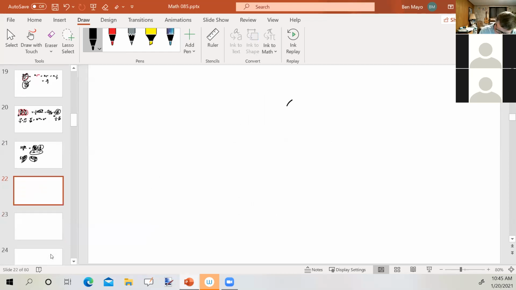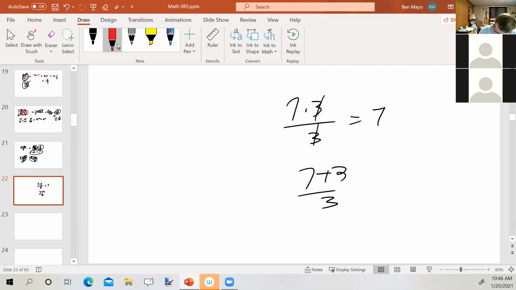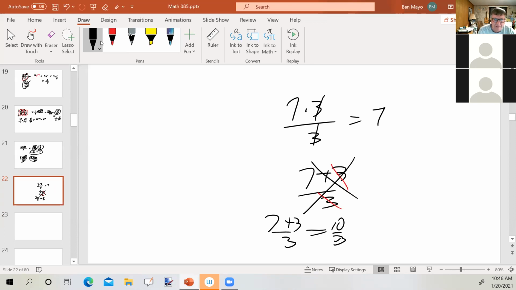Okay, think of it this way. Let's just put numbers in there. If I have 7 times 3 over 3, I could reduce that down to 7, right? But what if I had 7 plus 3 over 3? Can I do that? Is that a correct move? No. You'd have to write it as 10 over 3 and then take it from there. So you can't do that. If they're factors, you can reduce. If they're terms, you can't.